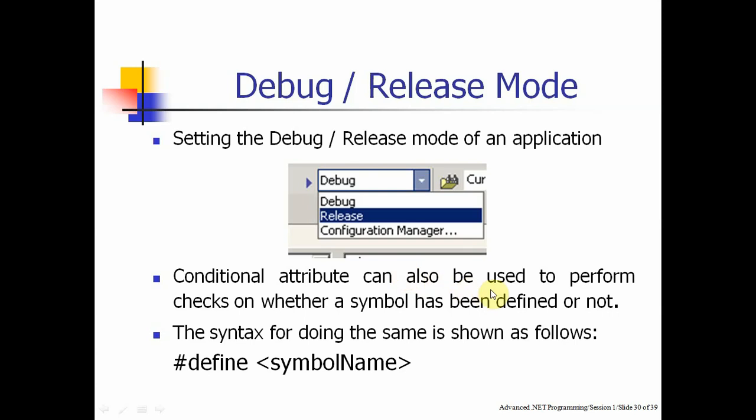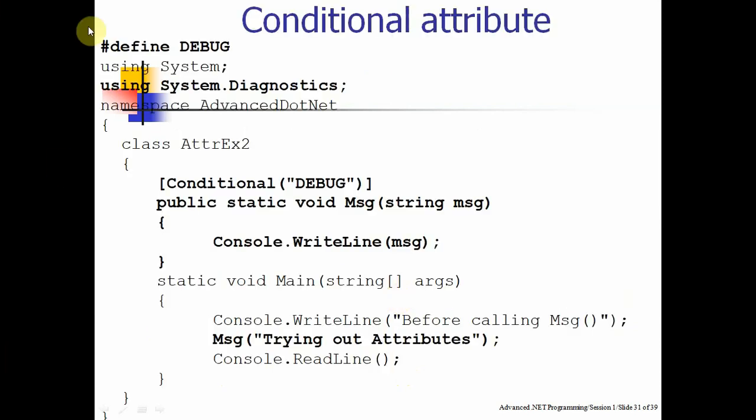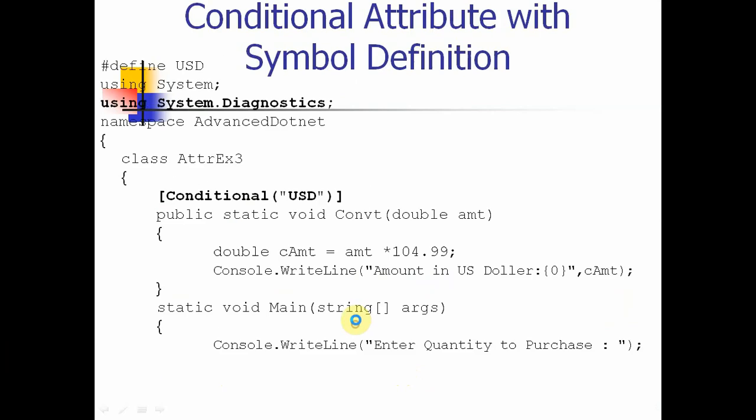So the conditional attribute can also be used to check whether the symbol has been defined or not. So sometimes we need this define statement also for conditional attribute. So I will explain it in the next slide. So see the another program. Here we are writing this define statement. So this is something different than the previous one.